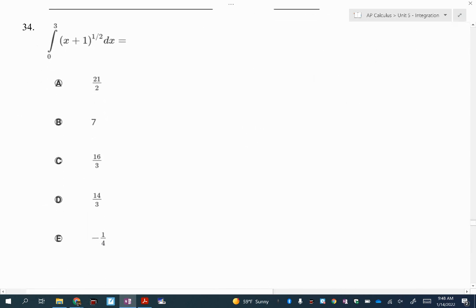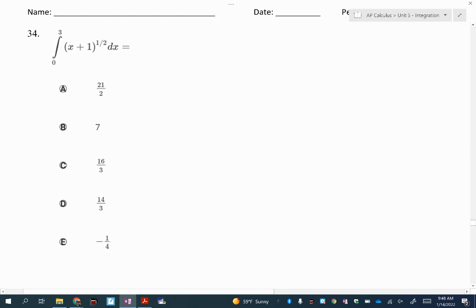34. All right. Another definite integral where I'm going to be using u substitution. So u is x plus 1, so du is actually 1 dx. And if you look, that's what I have. So actually, I'm ready to go with my u substitution. I'm going to have u to the 1/2 power du.